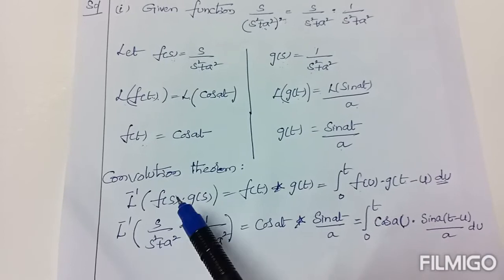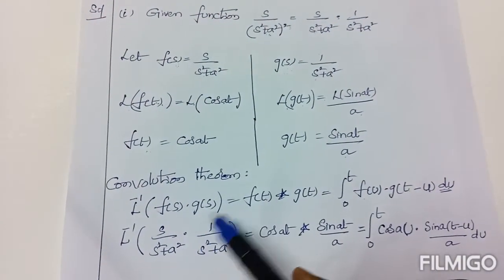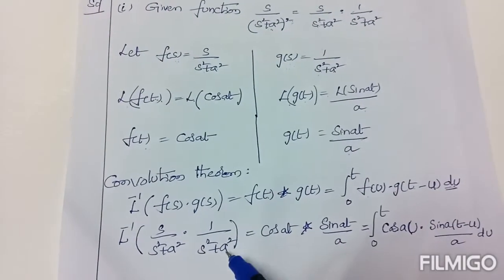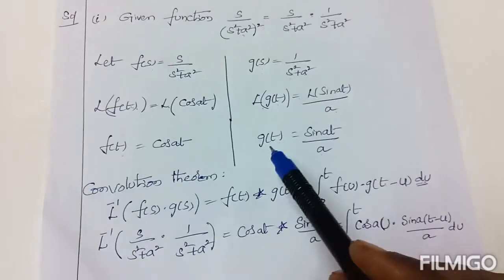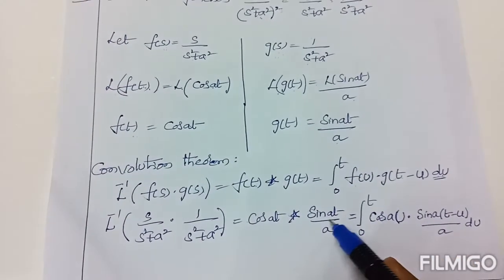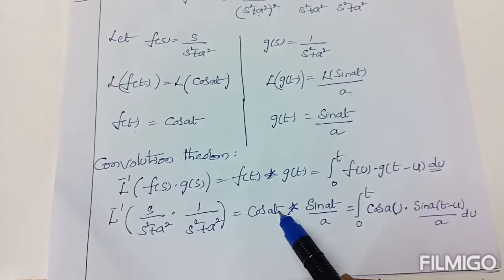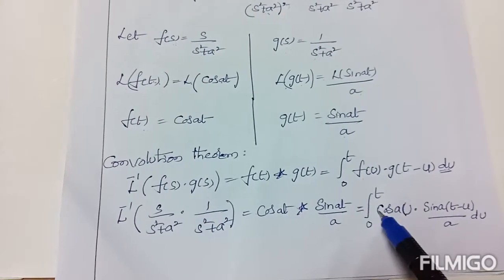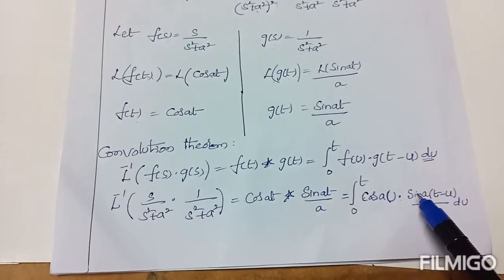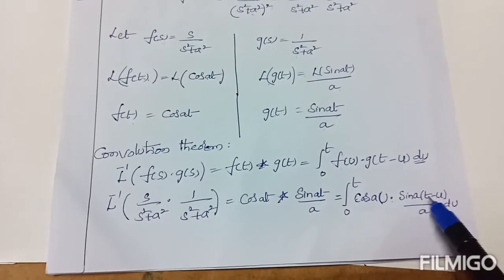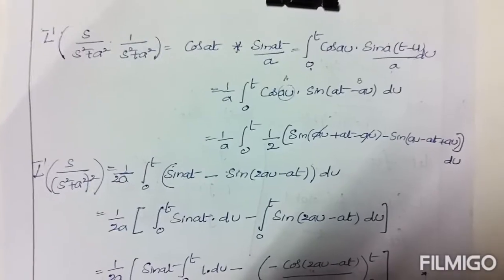Now L inverse of F(s), this is the F(s) value, into G(s), this is the G(s), equals f(t) cos at star g(t) sin at by a, that equals the integral from 0 to t. For the first function, t is replaced by u, giving cos au, into the second function with t replaced by t minus u, giving sin a(t minus u) by a, into du.